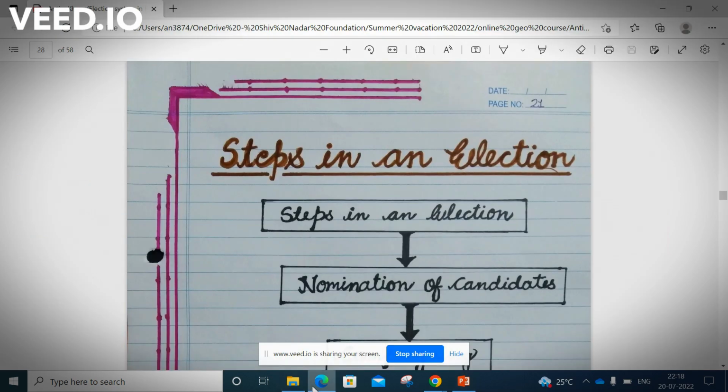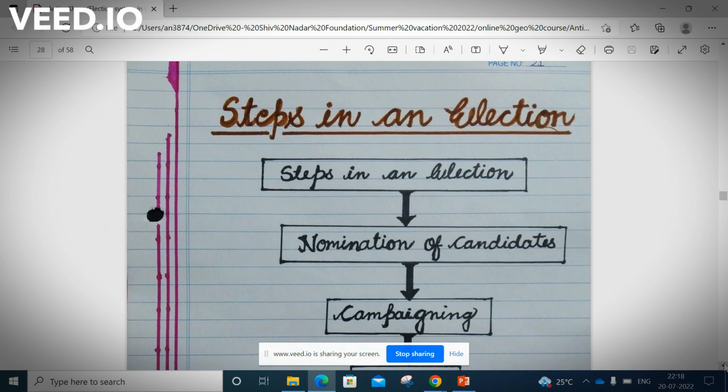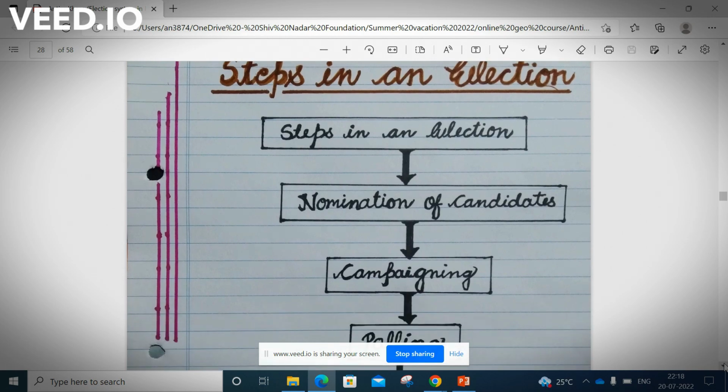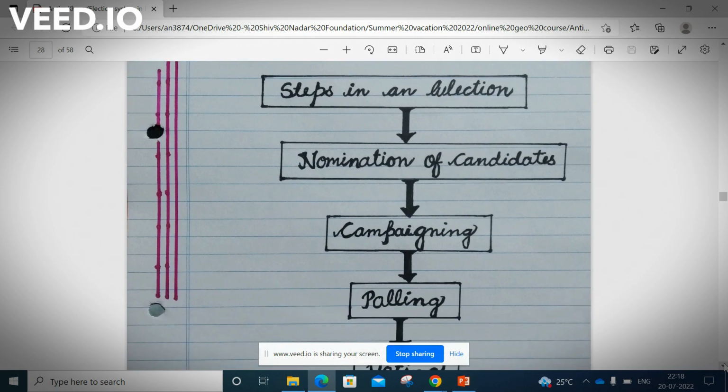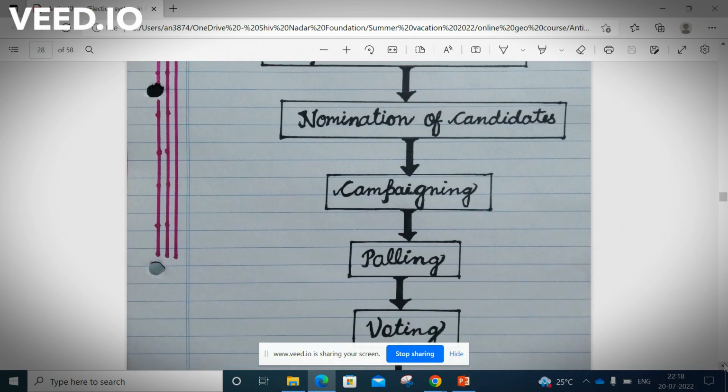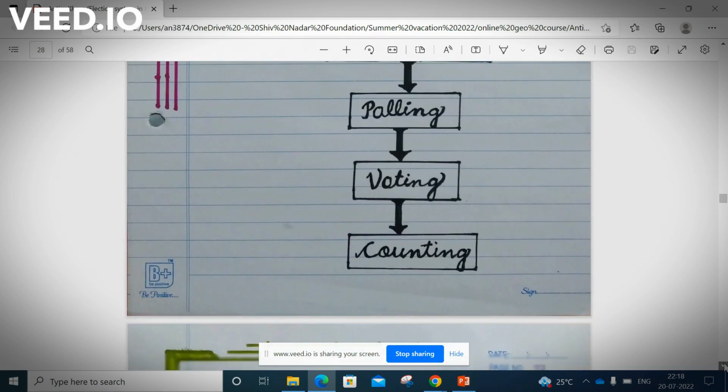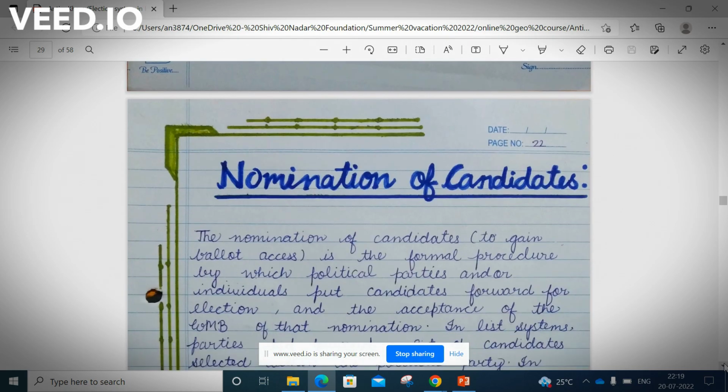Now let's begin with the steps in an election. So these are the steps. This is from my project which I did in 11th. It was so informative, so I thought of sharing the same thing with you all. The steps involved in an election are nomination of candidates, campaigning, polling, voting, and then the counting of the votes.